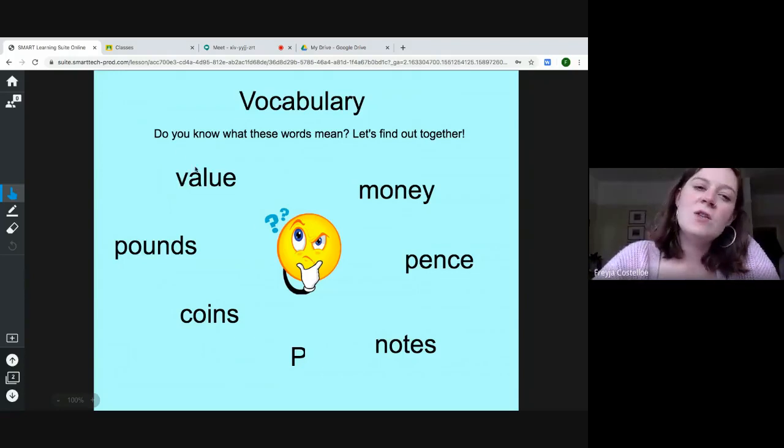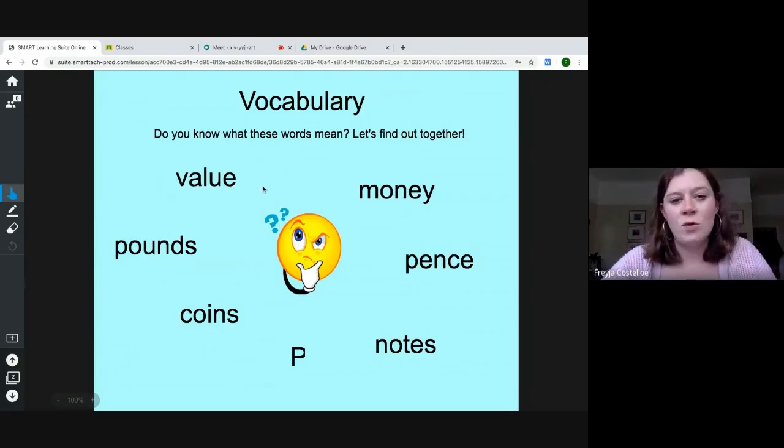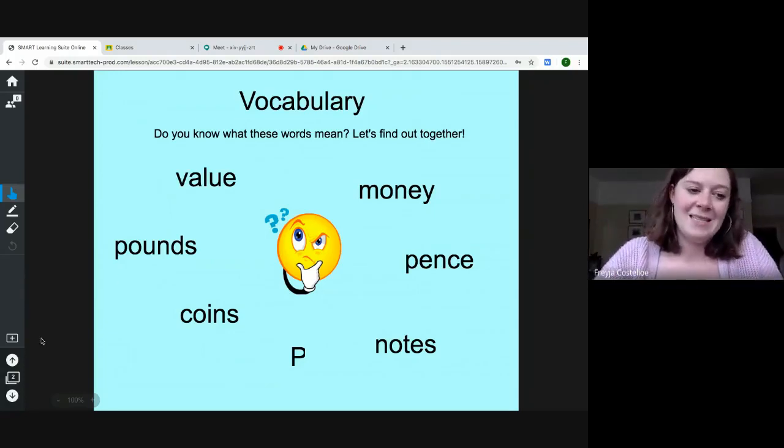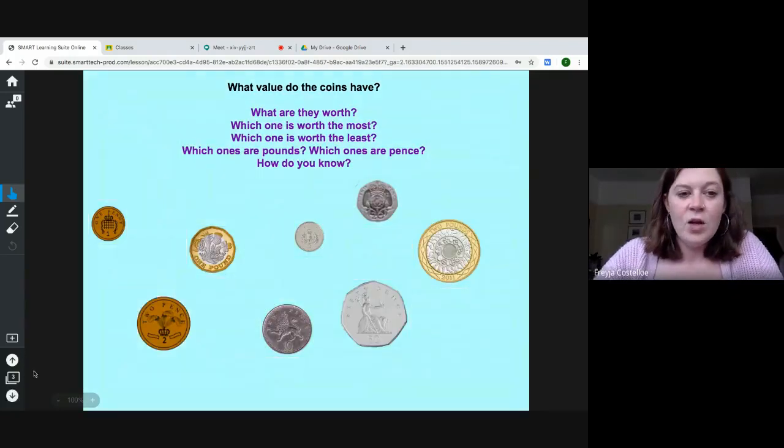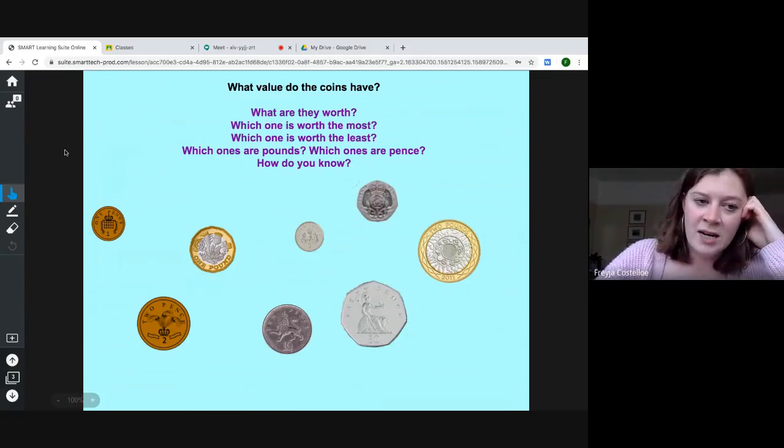And value, this is the word that we're focusing on today. So this word is about the different amounts of money, and that different coins are worth different amounts. Some coins are worth more and some coins are worth less. So let's start off by having a look at the coins on the screen.